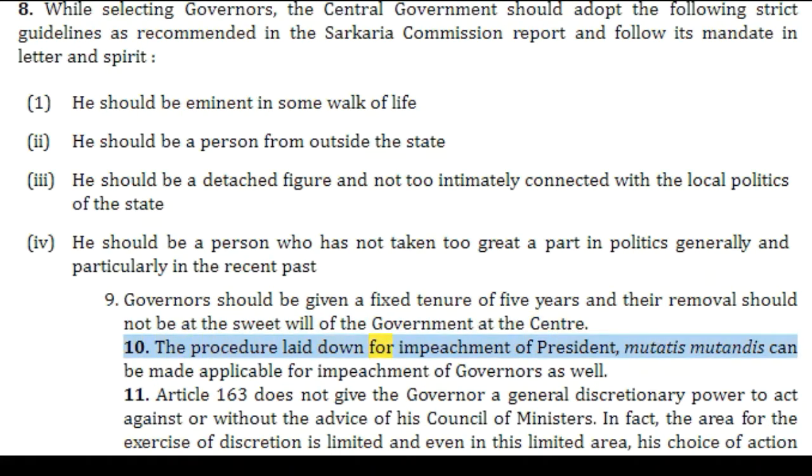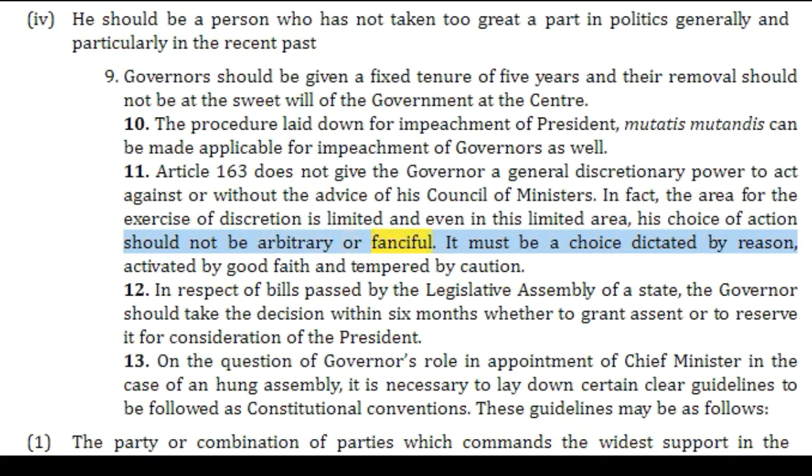10. The procedure laid down for impeachment of president, mutatis mutandis, can be made applicable for impeachment of governors as well. 11. Article 163 does not give the governor a general discretionary power to act against or without the advice of his council of ministers. In fact, the area for the exercise of discretion is limited, and even in this limited area, his choice of action should not be arbitrary or fanciful. It must be a choice dictated by reason, activated by good faith, and tempered by caution.